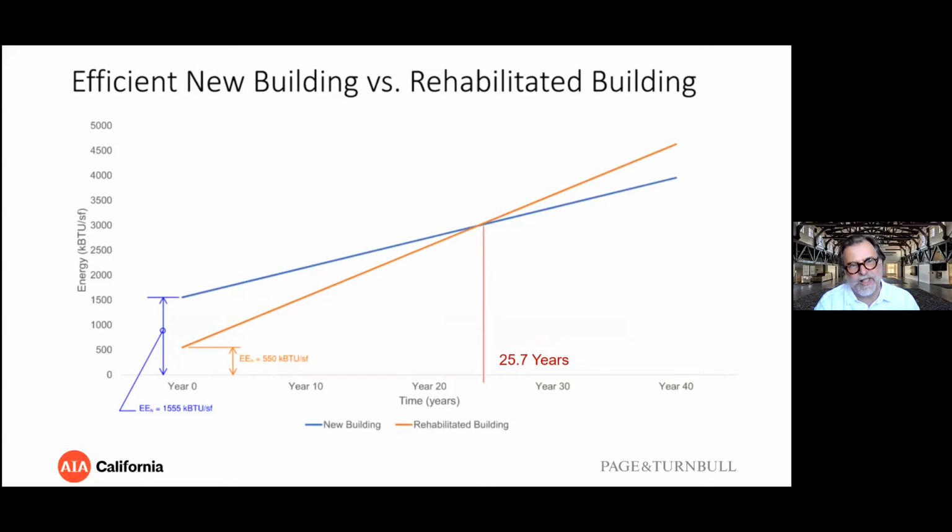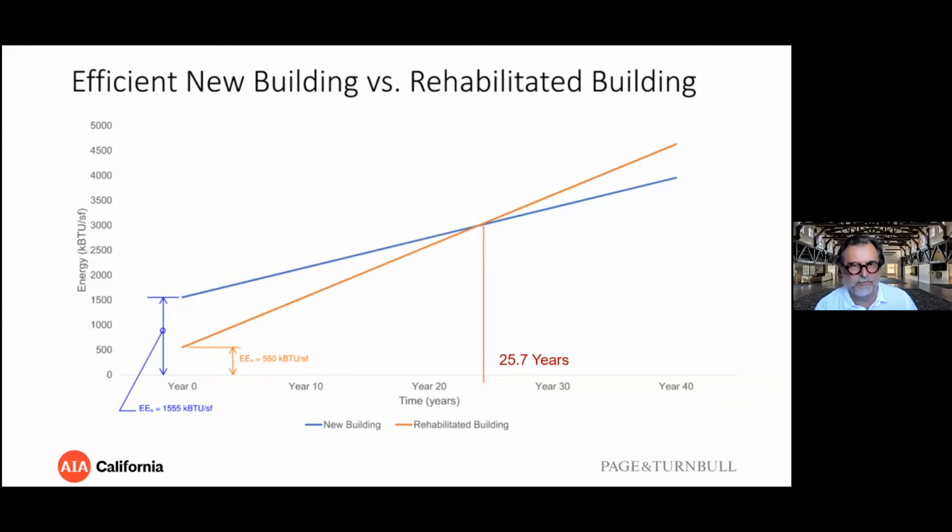But you can see in the graph, the orange line is the existing building and the blue line is the new building. At the base, at year zero, we have the embodied energy investment. This is in the new building. We don't have as much in the old building. The old building's not as efficient as the new. And as they operate over time, there's a crossing point where they're equal, and then the new building takes over. But that's a long time period. That's 25, 26 years.